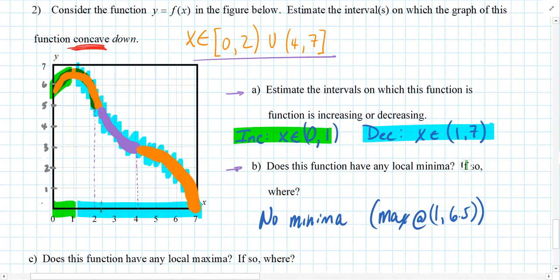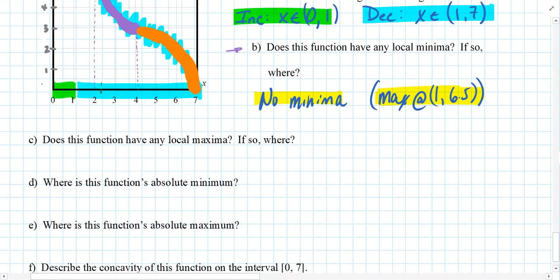Part B only asked if there was a local minima, so we would say that there is no minima here because there's no point at which we switch from a decreasing graph back to an increasing graph. We have to switch from decreasing to increasing to locate a minima, so that didn't happen. But there was a maximum point, and that did occur approximately at 1, 6.5. So we switched from increasing to decreasing at an x value of 1, and as we transition to decreasing, that location would be considered a local maximum.